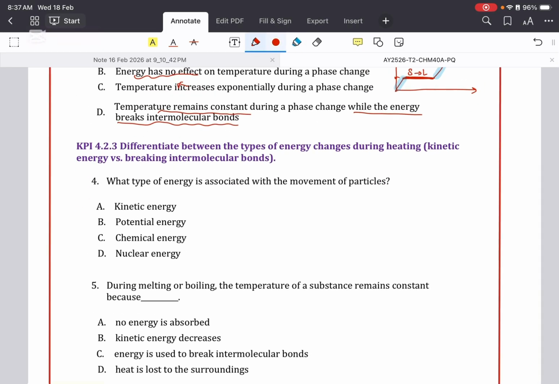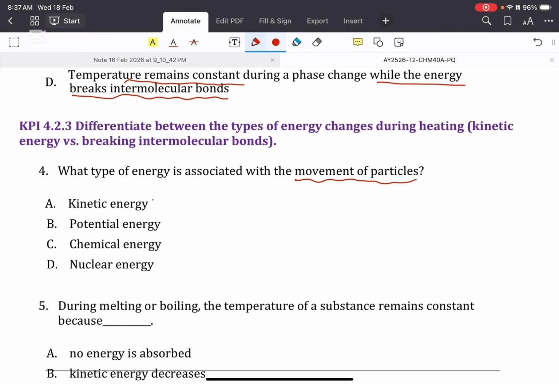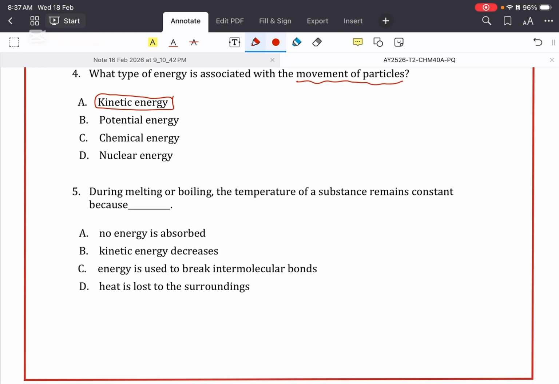Let's move on. What type of energy is associated with the movement of particles? Anything related to movement is kinetic energy. During melting or boiling, so during the process, the temperature of a substance remains constant. Yes, because again the energy is used to break the intermolecular forces between the substances so that they can change from solid to liquid or liquid to gas.